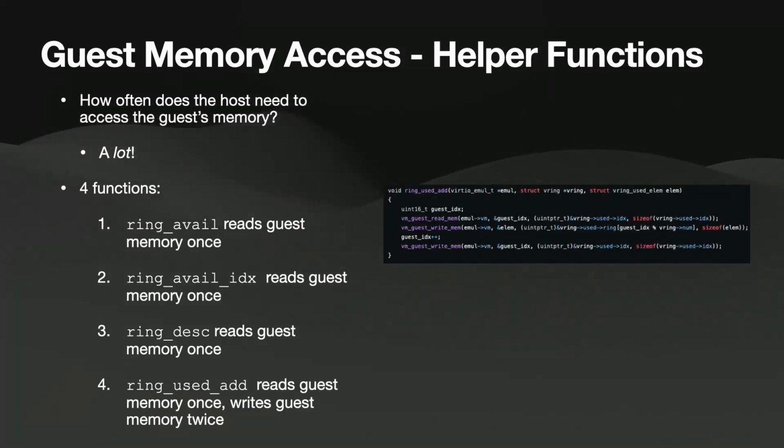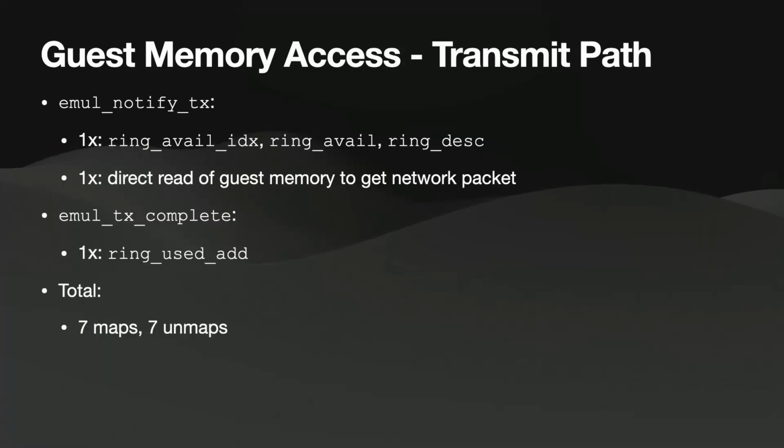All these functions are critical for virtio-net to work, so we can't get around using them. And on the transmit path, there's this emul notify tx function.